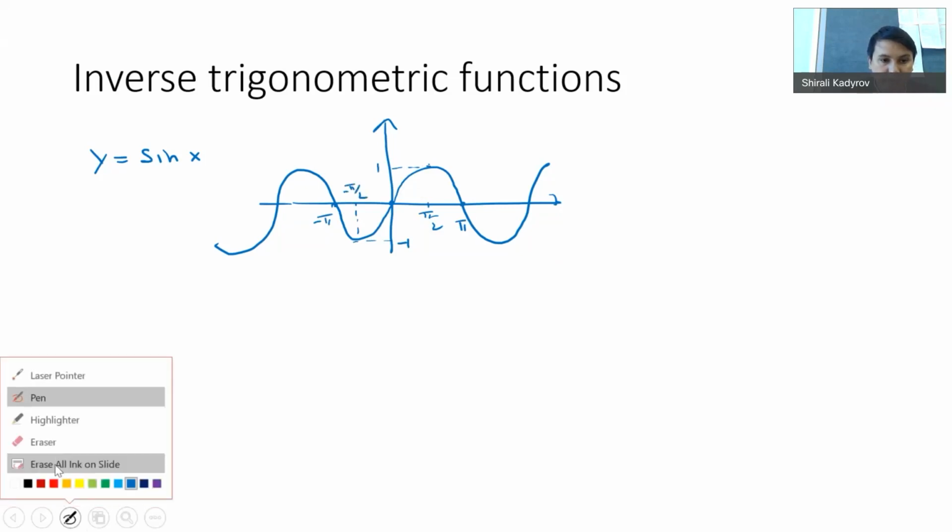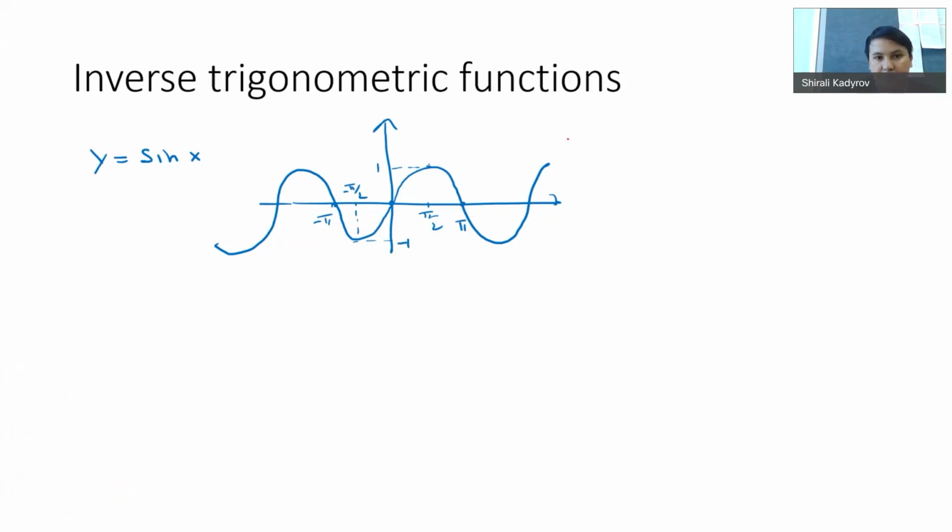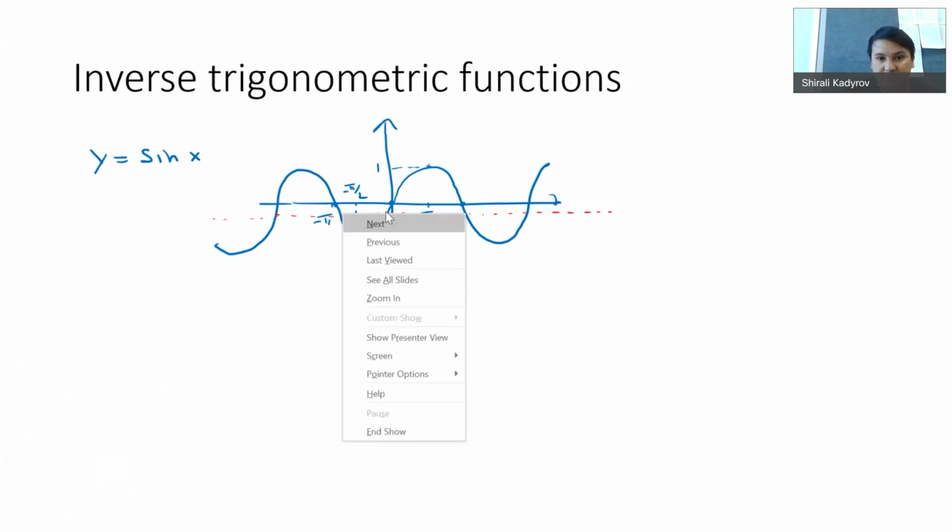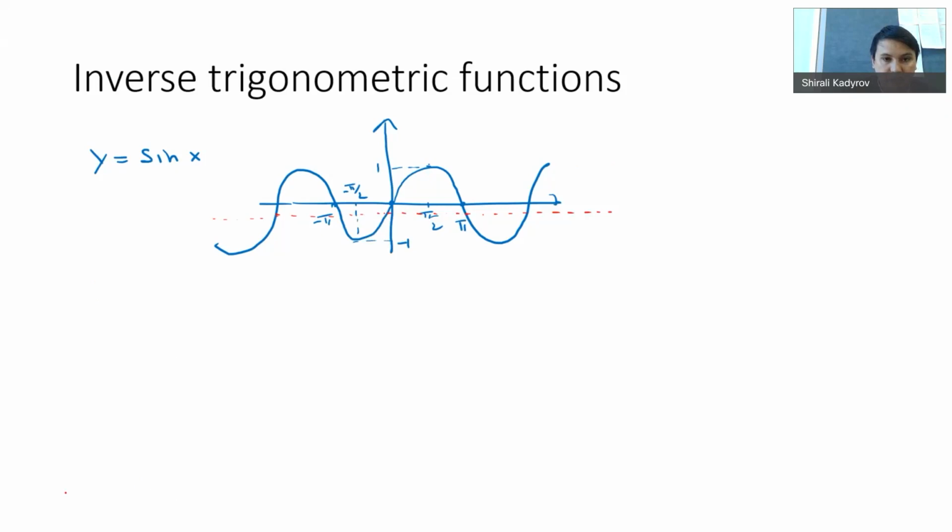Now the problem here is, if you remember how you check for one-to-oneness, you pick any horizontal line. To be one-to-one, it needs to intersect at most once. But here it intersects infinitely many times. So sine is not one-to-one on R. If I look at its natural domain, which is the whole of the real numbers, then it's not.